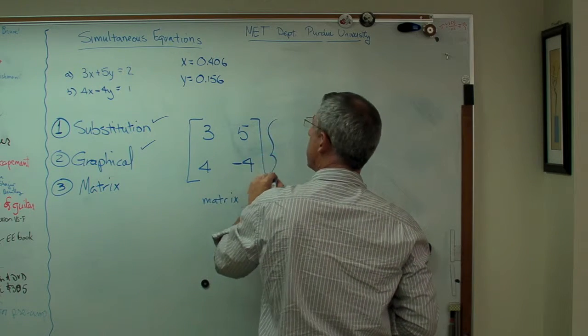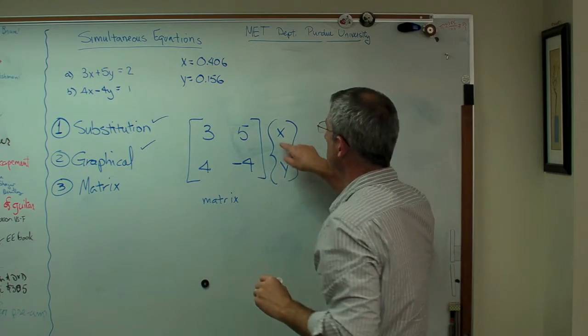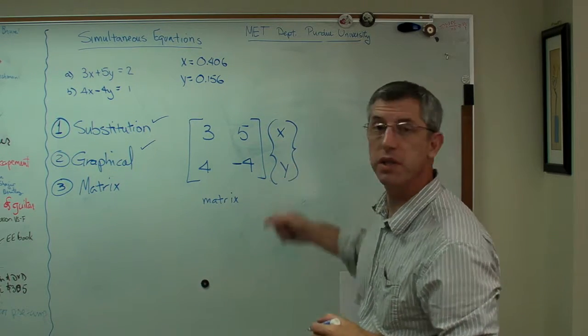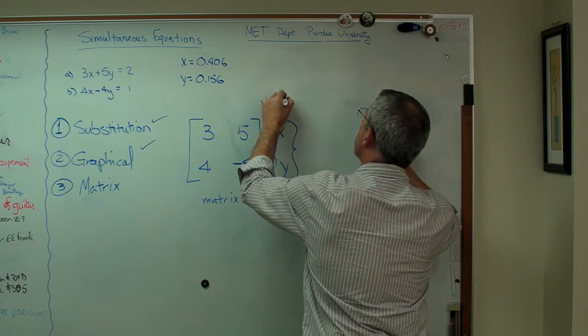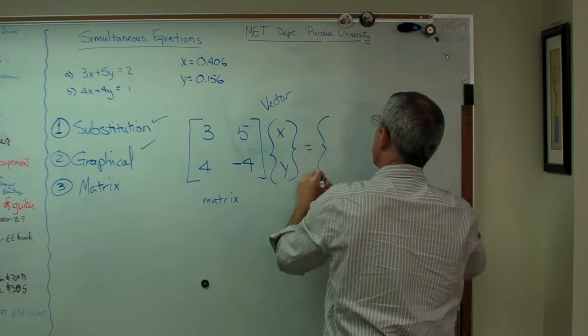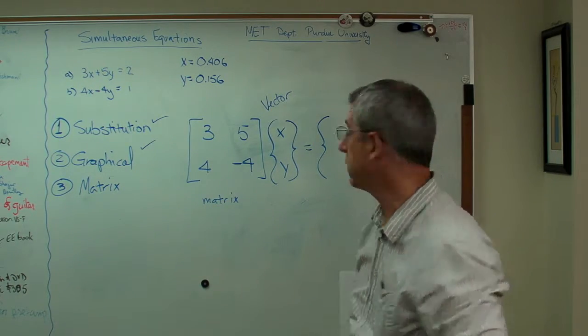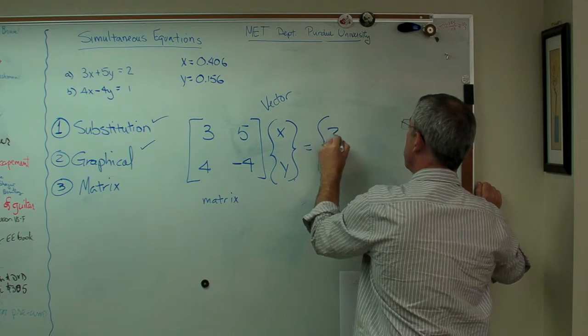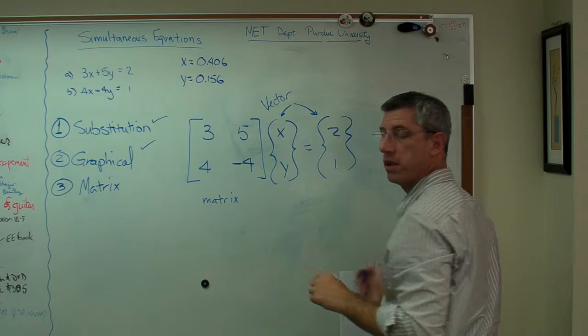And I'm going to write x and y as a list of numbers. This is called variables in this case. This is called a vector. A vector is just a matrix with one column. And I'm going to write the numbers on the right side of the equal sign also as this list of numbers. And this will be 2 and 1. That's also a vector. They're different vectors, but they're vectors.